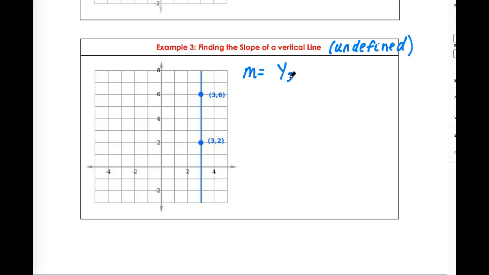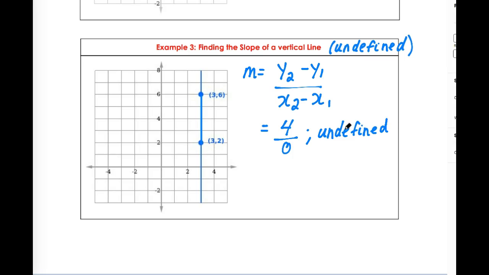When you had a horizontal line, the numerator was 0. But when you have a vertical line, the denominator is going to be 0, and you can't divide by 0. So let's look at how this happens. The rise is 1, 2, 3, 4. So far so good. My y sub 2 minus y sub 1 is 4. But then I don't move right or left any, which is 0. And that is undefined. You can't divide by 0.